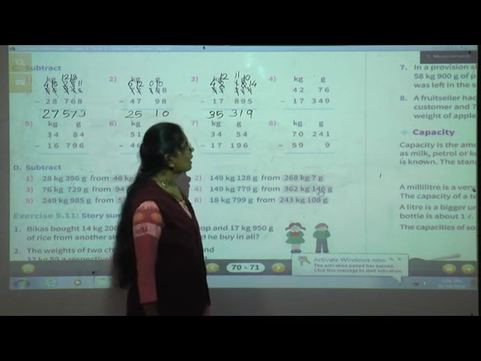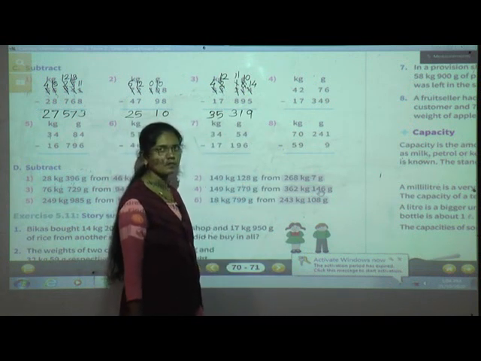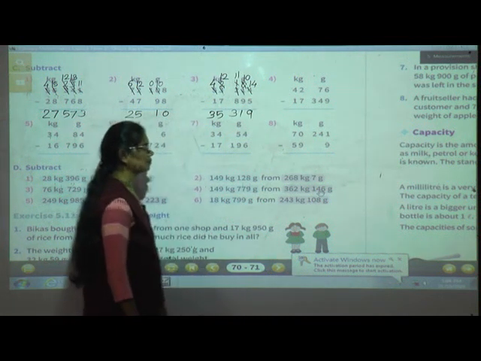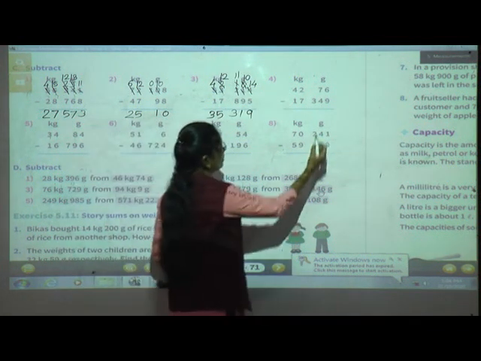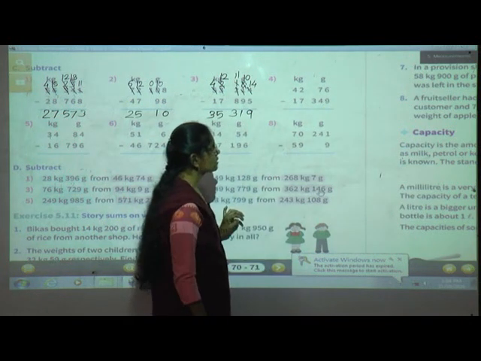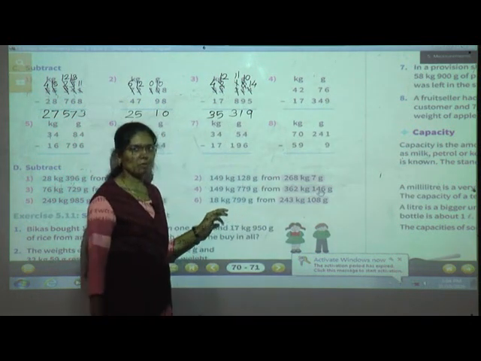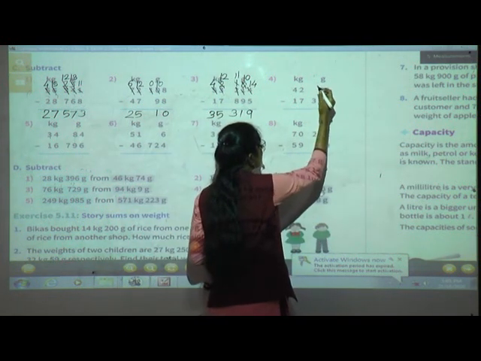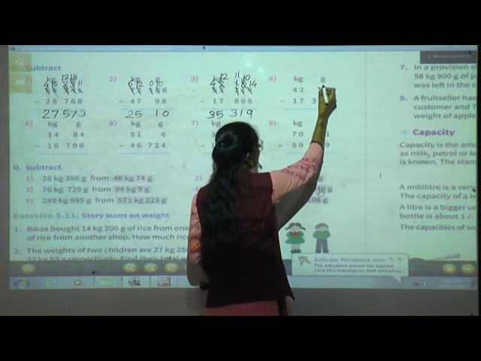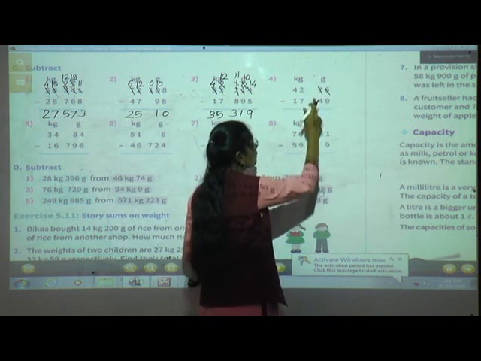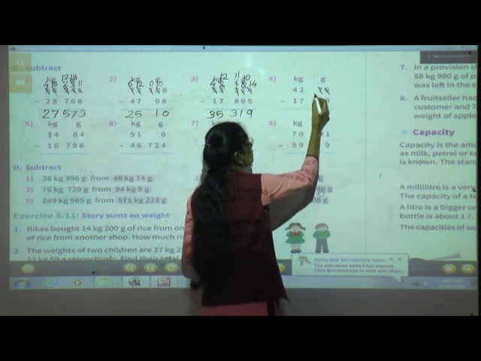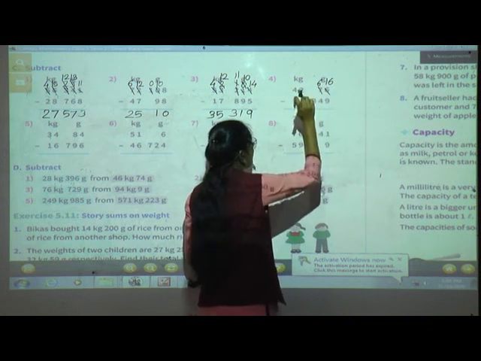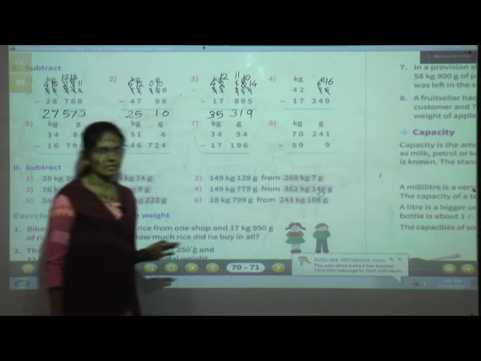42 kilogram 76 gram minus 17 kilogram 349 gram. See this 6 minus 9. Can you do 6 minus 9? No, we can't do 6 minus 9. So what do we do then? Just cut this 6 and move to the neighbor. Here 7 is there, so we will take one borrow from the 7. So 7 minus 1, here 6 will remain, and this 6 will become 16.